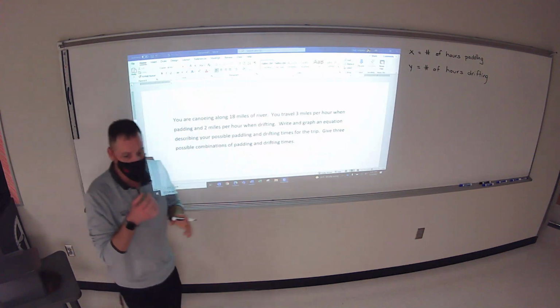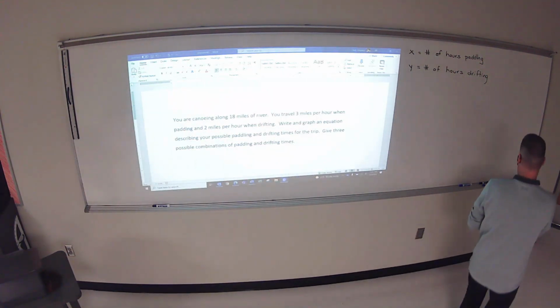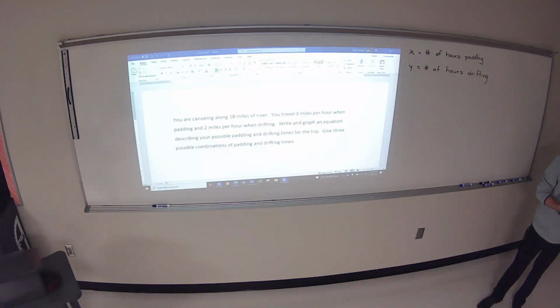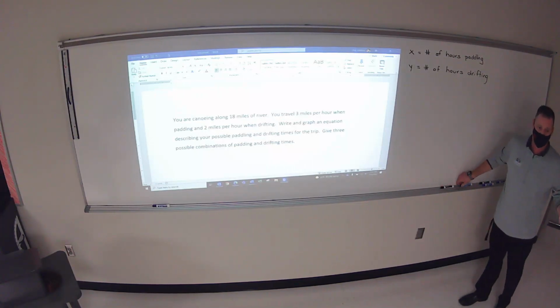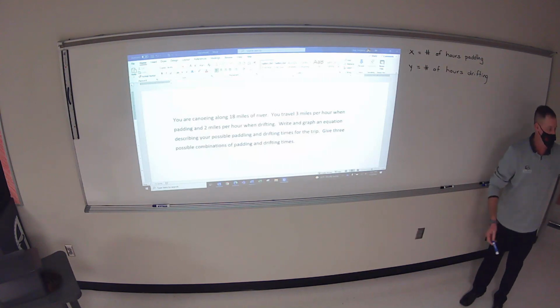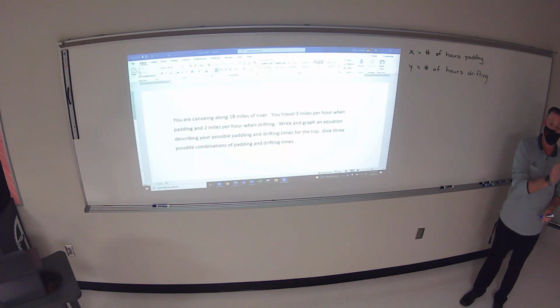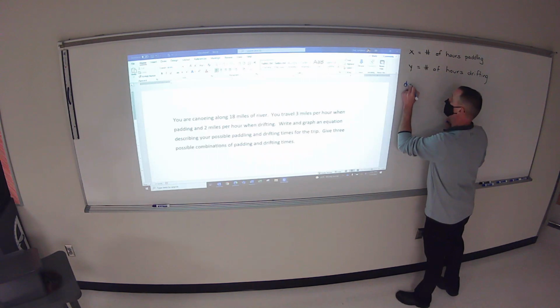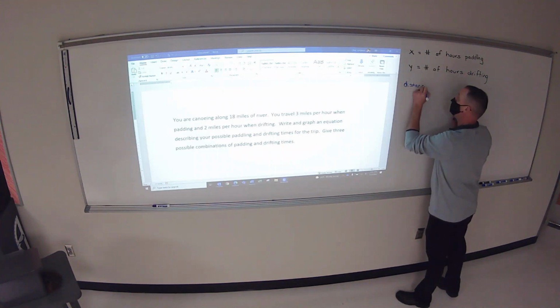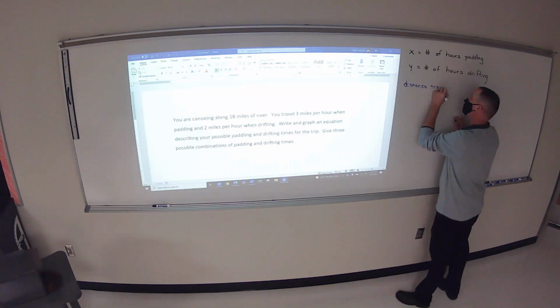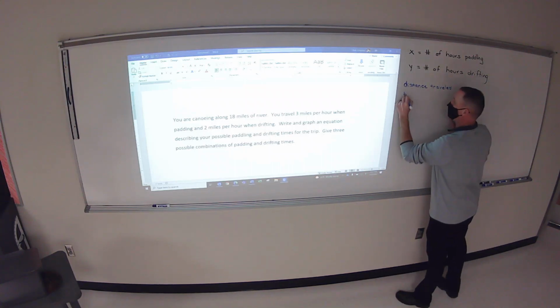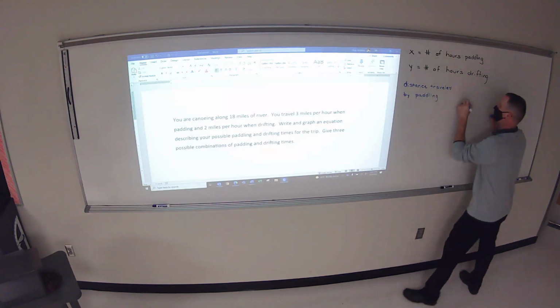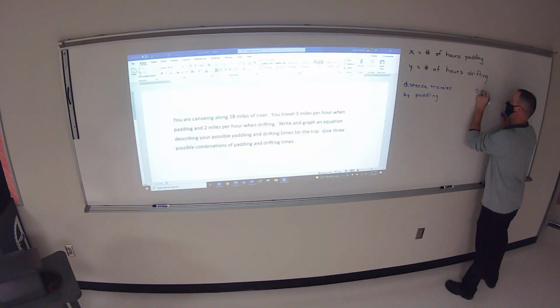Now, before I just write my equation in general, we always talked about this even with story problems, like in your mind, think about what you're doing here. All right? So as we travel down this river, we're traveling one of 2 ways. We're either paddling or we're drifting. Okay? So what I need to be able to do is take the distance traveled by paddling. I need to take the distance traveled by drifting.